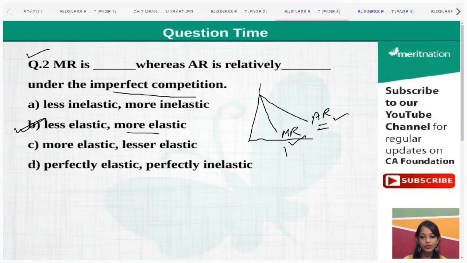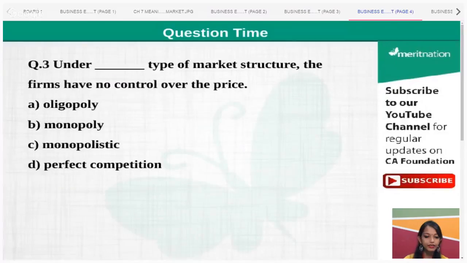Okay, next question. Under dash type of market structure, the firms have no control over the price. Now, if you recall the different forms of market that you must have studied in 12th class also, guys. Being a CA foundation student, it's just an add-on that you already know. So, in which type of market do the firms have no control over the price? This should be an easy one.